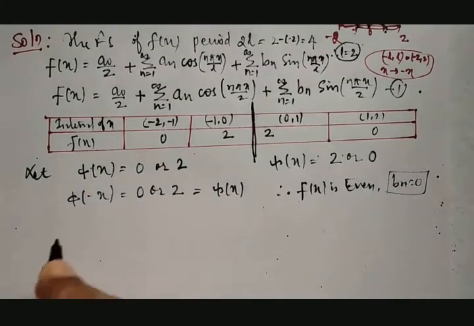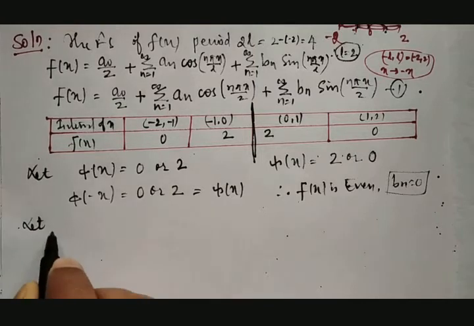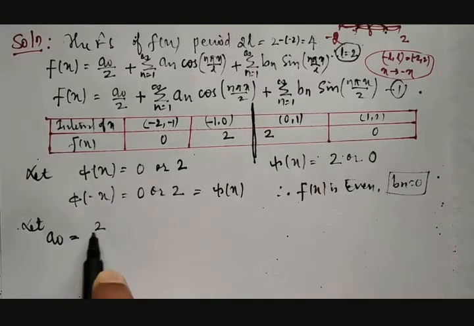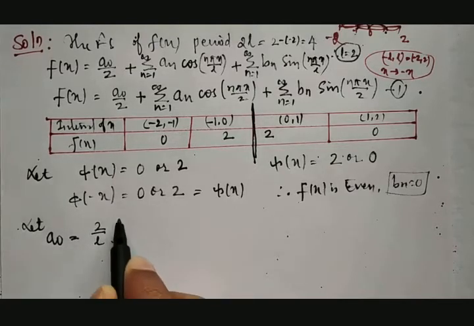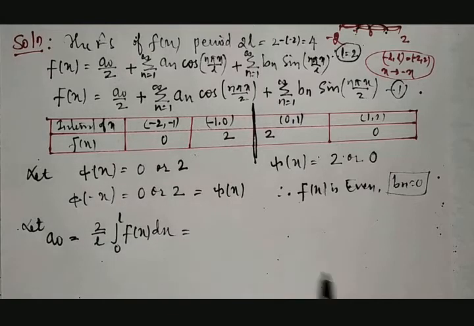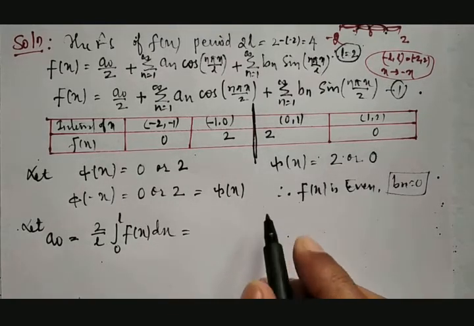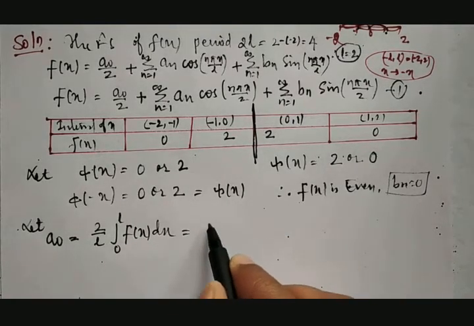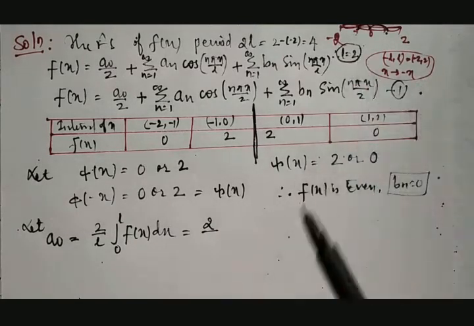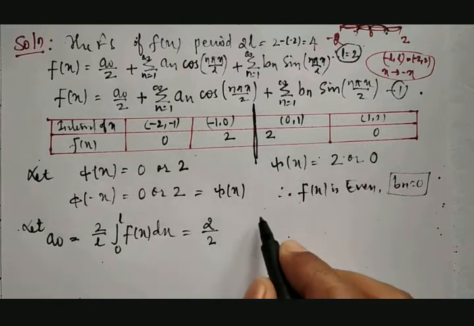Therefore, let us calculate A naught. How do you calculate A naught? A naught is 2 divided by L, integration between 0 to L, f of x dx. What is L here? L is equal to 2. So 2 divided by 2.